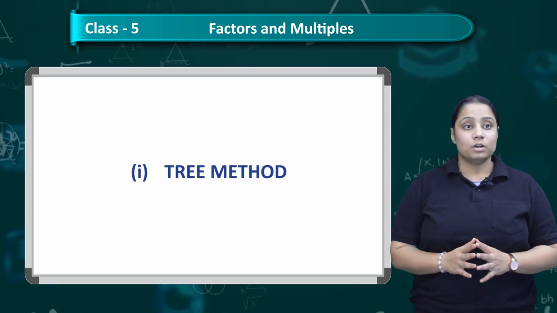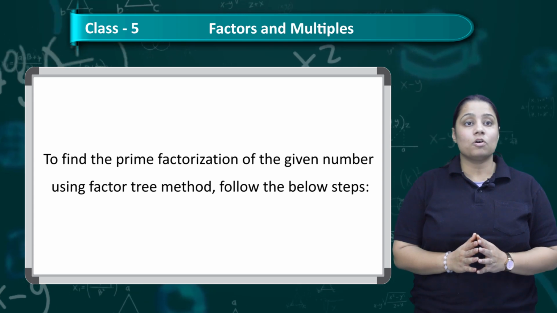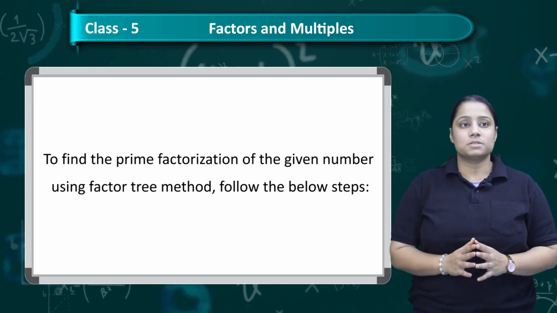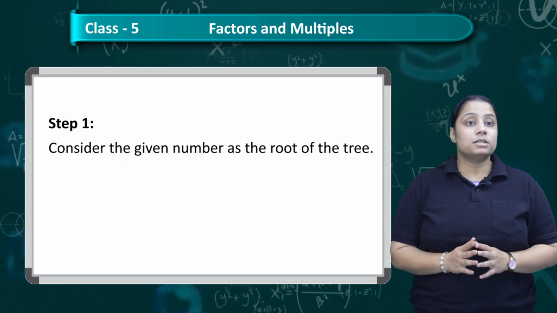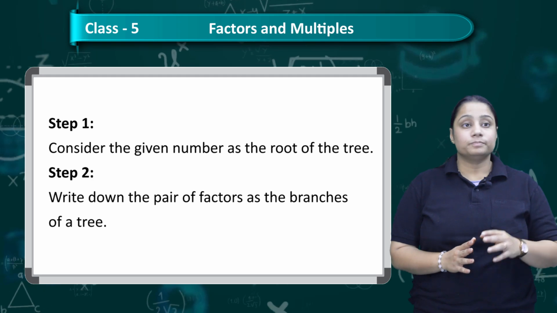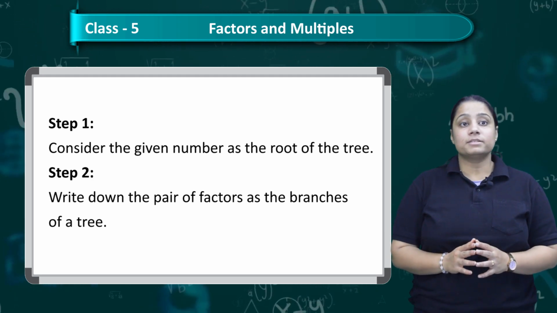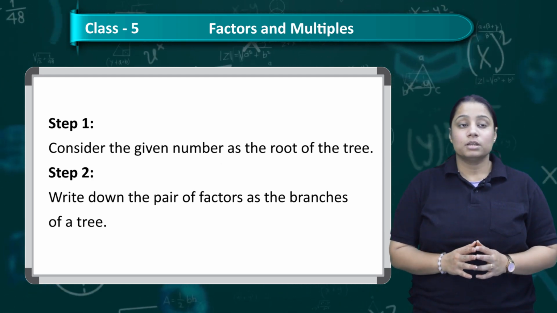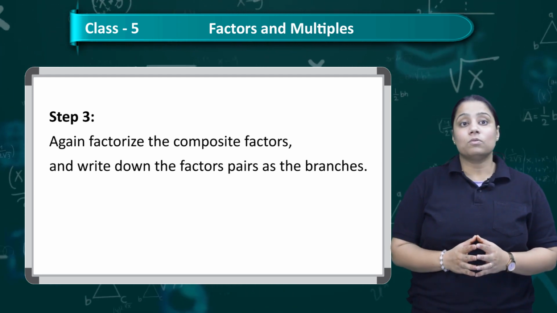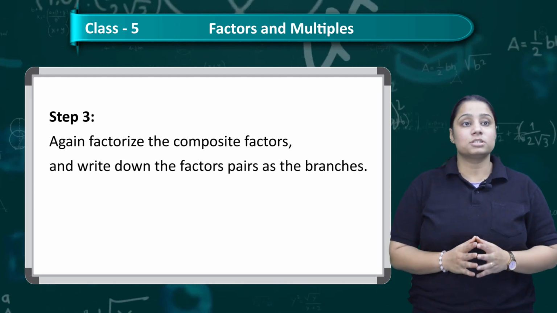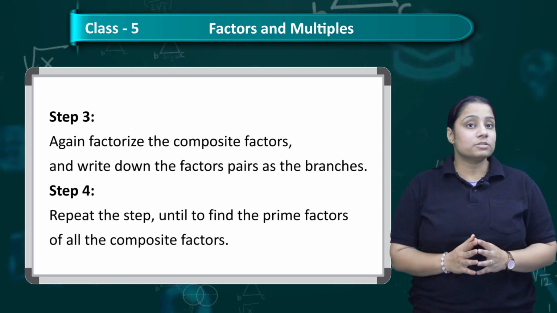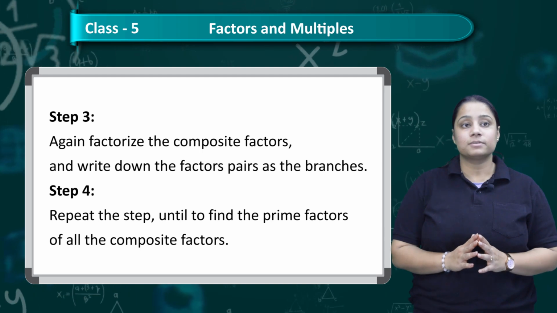Tree method. To find the prime factorization of the given number using the factor tree method, follow the below steps. Step 1. Consider the given number as the root of the tree. Step 2. Write down the pair of factors as the branches of a tree. Step 3. Again factorize the composite factors and write down the factor pairs as the branches. Step 4. Repeat the step until you find the prime factors of all the composite factors.